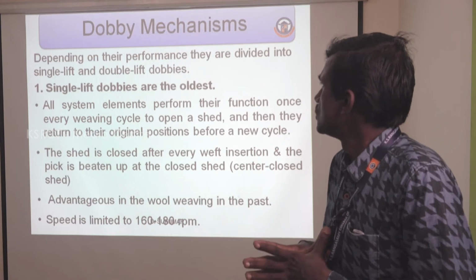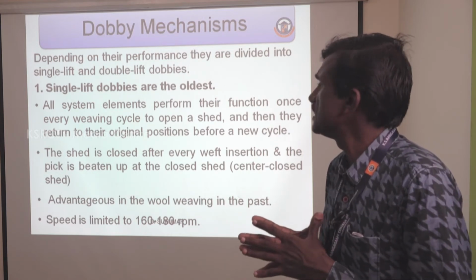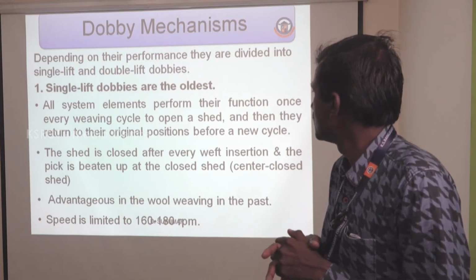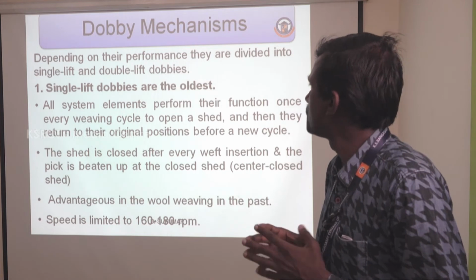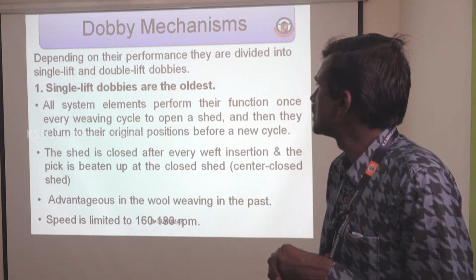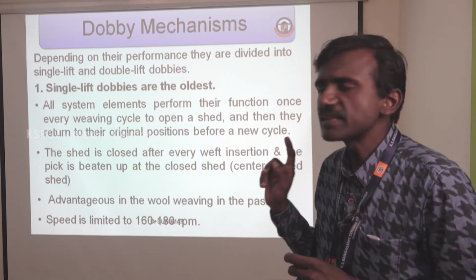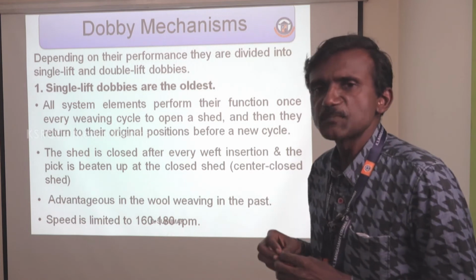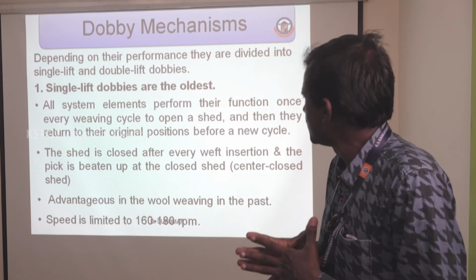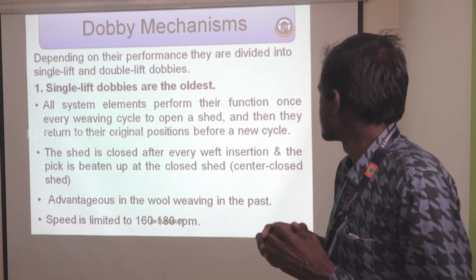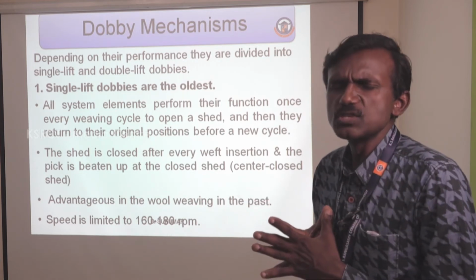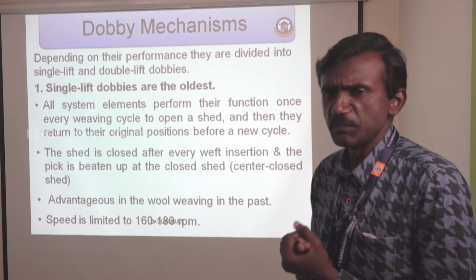And if you see here the Dobby mechanism, it is a single lift Dobby, and single lift Dobbies are now totally eliminated. They are not used. All these systems perform their functions once every weaving cycle to open a shed, and then they return to the original position before the new cycle. For this reason, in the previous slide I explained what is meant by open shed and closed shed. The shed is closed at every weft insertion, that is every one operation, and the pick is beaten up at the closed shed. The advantage is that it is mainly used in case of woolen and worsted type of fabrics.